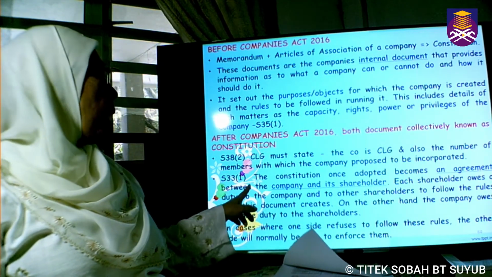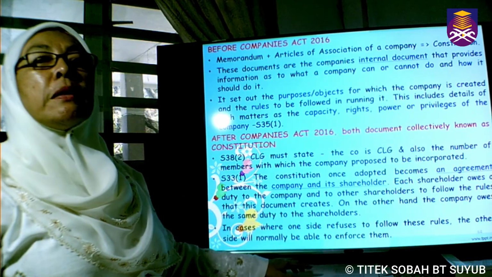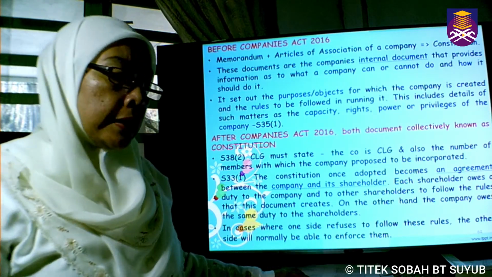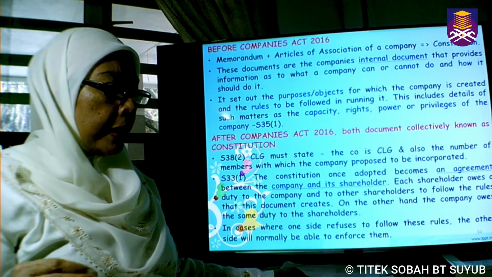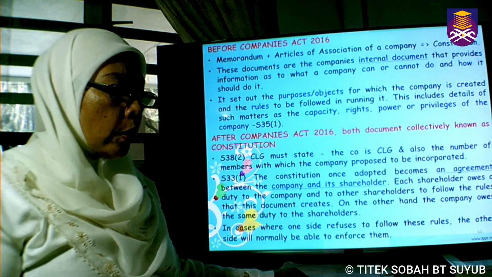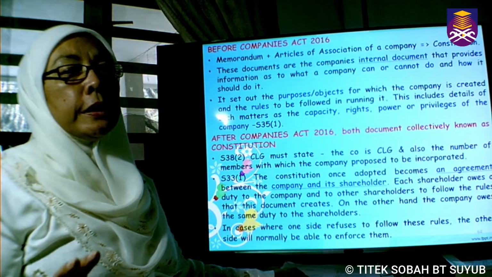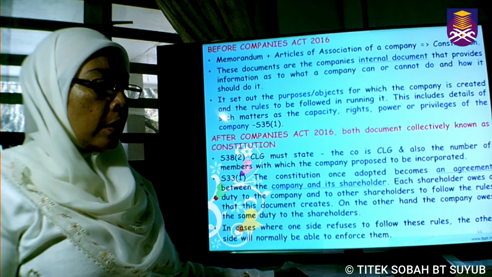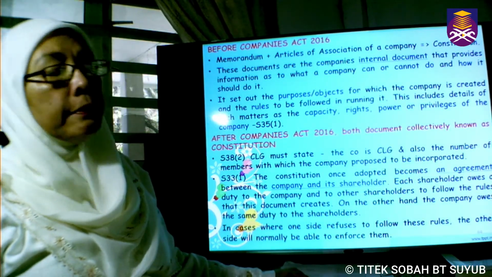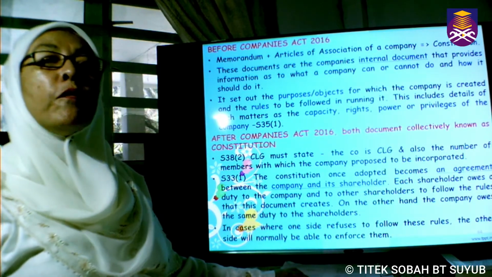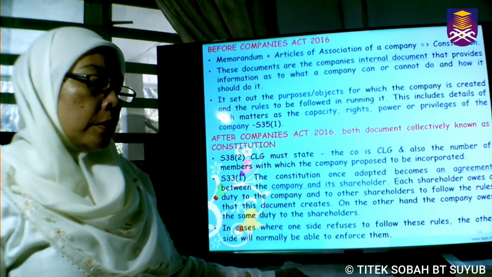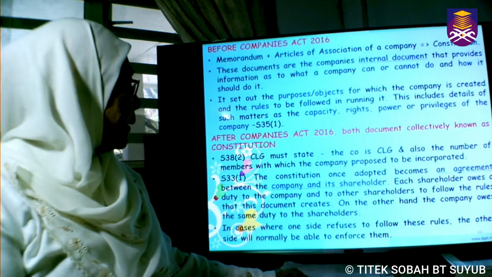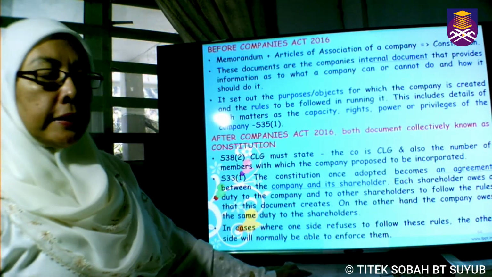Under section 33 sub 1, the constitution once adopted becomes an agreement between the company and its shareholders, and between each shareholder and the other shareholders. So they have to follow the rules that this constitution creates. On the other hand, the company also owes the same duty to the shareholders, meaning the company also has to follow these rules. If one of the parties refuses to follow the rules, then the other parties can enforce them, can take action.